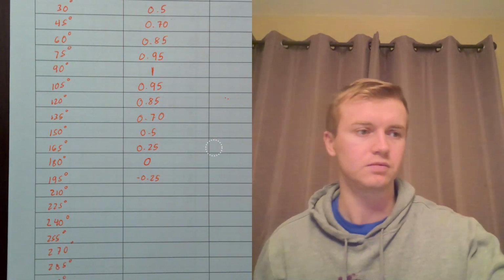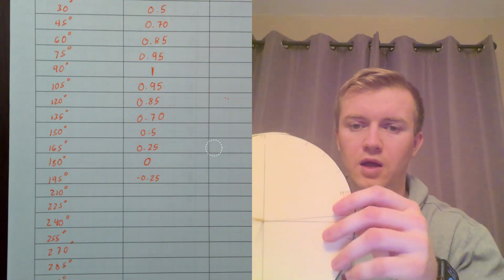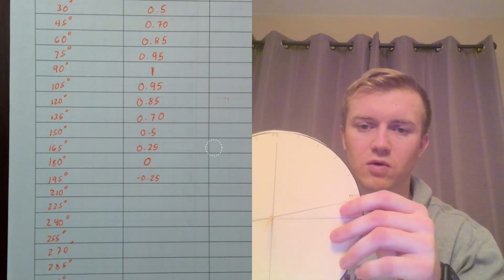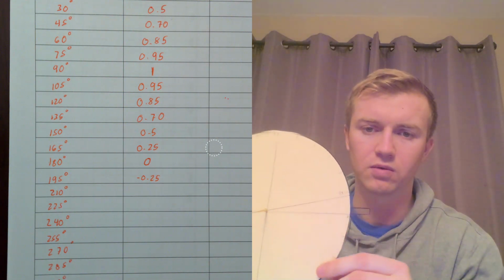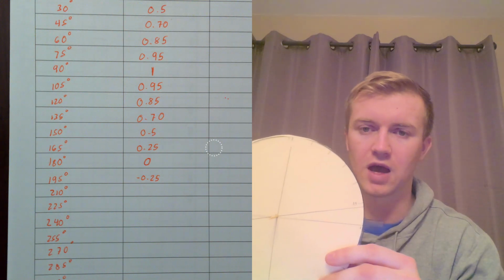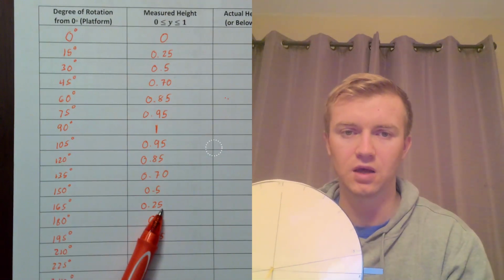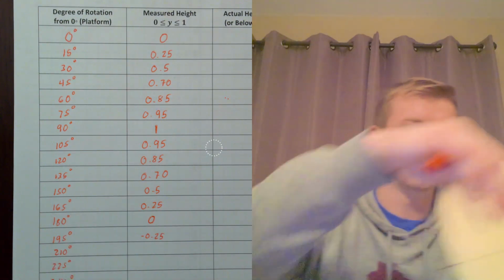But in this case, instead of having positive 0.25 with that value, we're going to have negative 0.25. And again, if I take this out and look at it, it makes sense, because if I continue to rotate, that value is the same height, but now in negative, the opposite direction, as both the value for 165 and the value of 15 degrees.